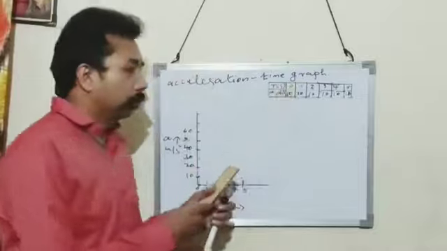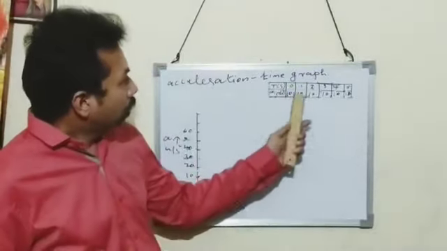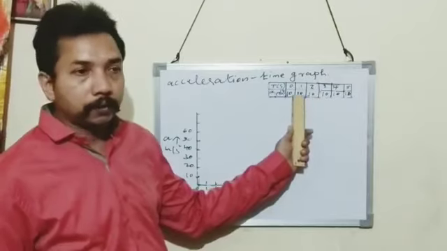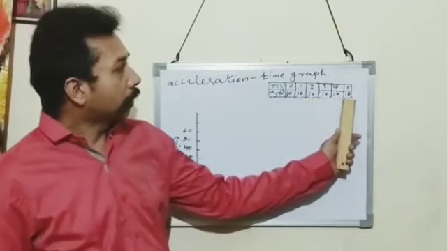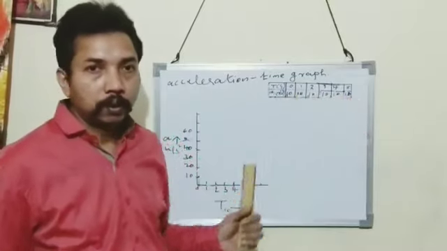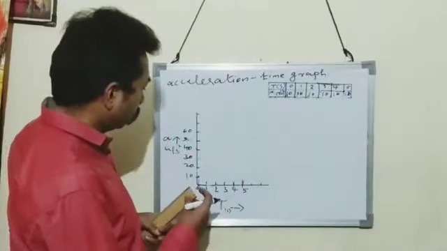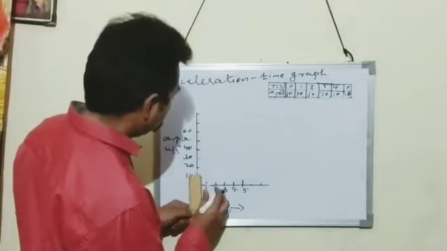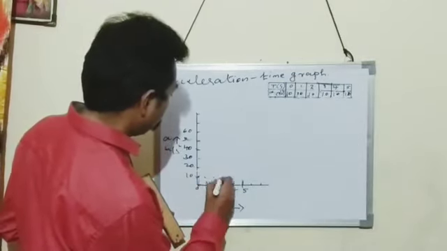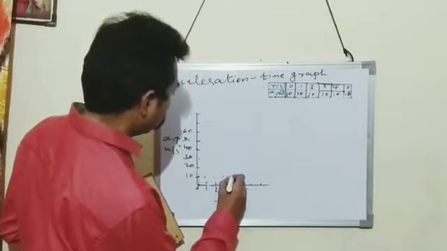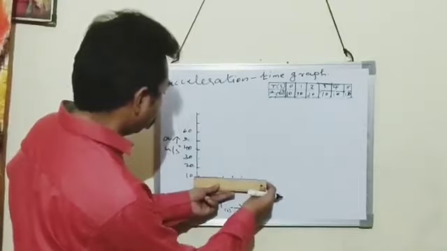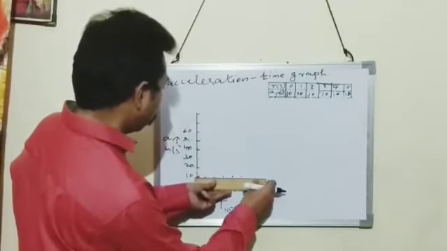See this table. In this table, you can see that a freely falling body has a uniform acceleration of 10 meter per second square. So we mark the points: 1, 10; 2, 10; 3, 10; 4, 10; 5, 10; and so on. Then on joining these points, we will get the graph.